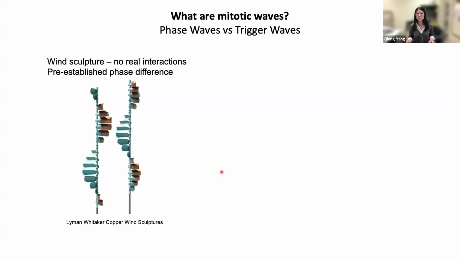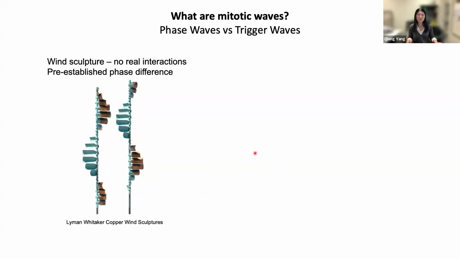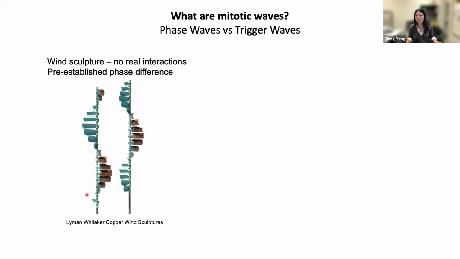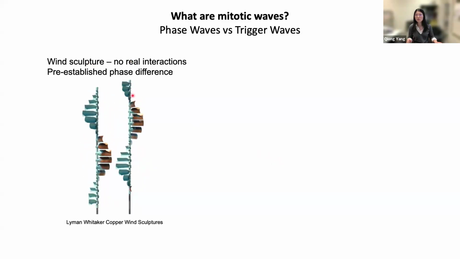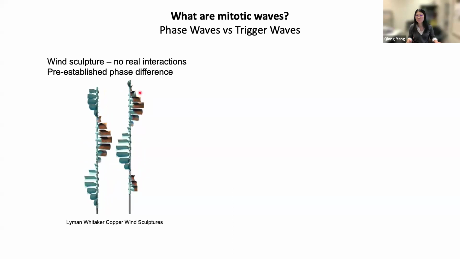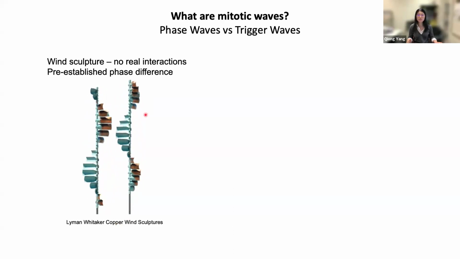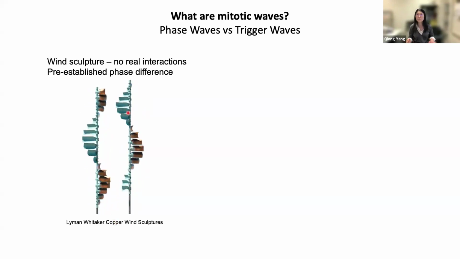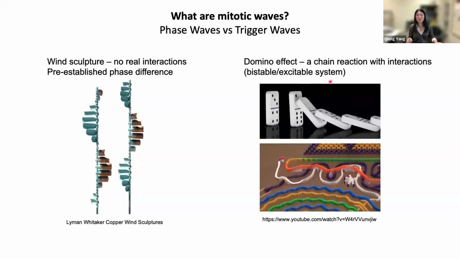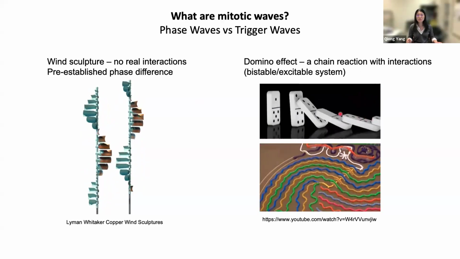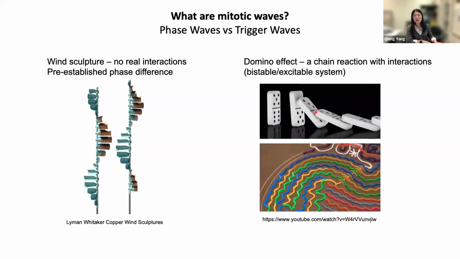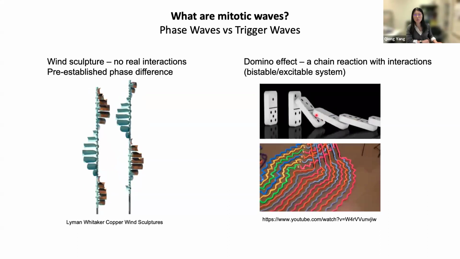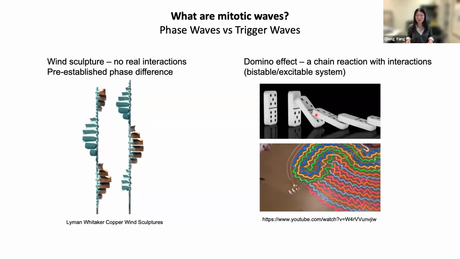So to really understand this wave phenomenon, there are different wave mechanisms. There are phase waves, which we also call pseudo waves, because, like a wind structure in the analogy I make here, each component is not actually interacting with the others. The fact that you can see the wave is only because there is a pre-established phase difference. If you remove any component, it won't affect the rest of the behavior. However, a trigger wave is more like a domino effect. It's a chain reaction where one reaction flips the next. So if you remove any component here, it will either terminate the wave or dephase it.